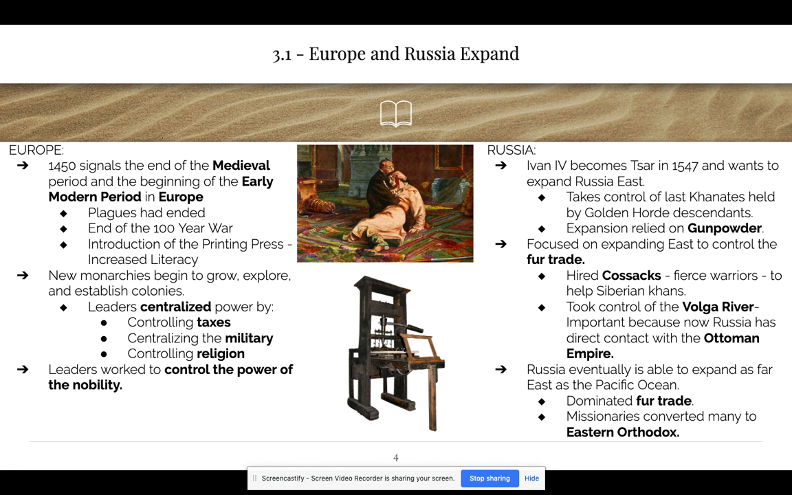So again, the important thing about Europe is that these new monarchies start to grow. They control taxes, military, and the religion. And then Russia starts to expand eastward, and they dominate the fur trade and convert mostly to Eastern Orthodoxy.